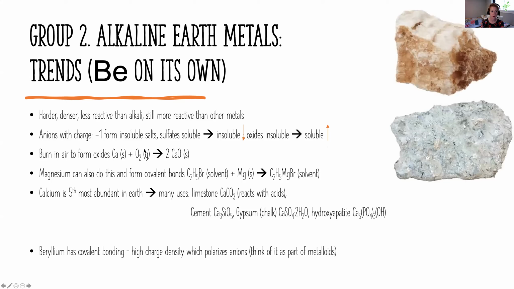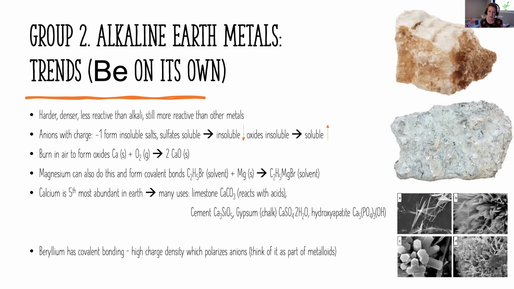So then in terms of burning in air to form oxides, your calcium reacts with oxygen to form calcium oxide. Barium reacts with oxygen to form barium oxide. And then magnesium can also form these oxides, but also form covalent bonds. This is what we were talking about in terms of magnesium carbon bonding, and that's very unique to carbon and lithium. And then calcium is the 5th most abundant in the earth. We've got limestone that reacts with acids, so under acid rain conditions, you'd have issues with that falling apart.